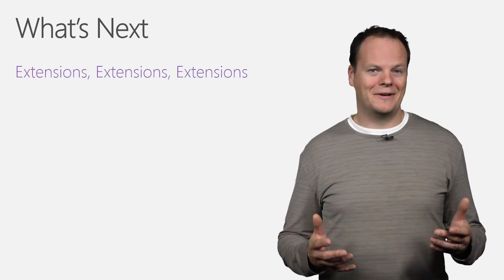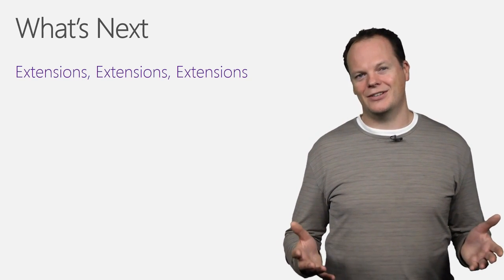Okay, so back from the demo, hopefully you're able to see how easy it is to install an extension from the gallery, how easy it is to build your own extension, a basic extension like the spell checker I showed you for Markdown, or a very rich extension like the full language support for Go. So what's next for Visual Studio Code? Well, obviously extensions, extensions, extensions.